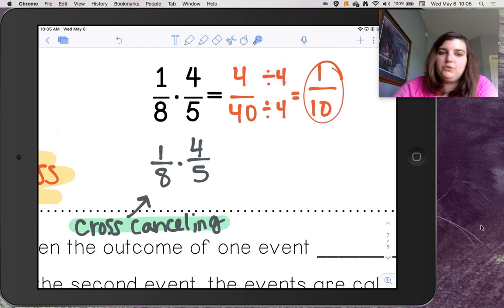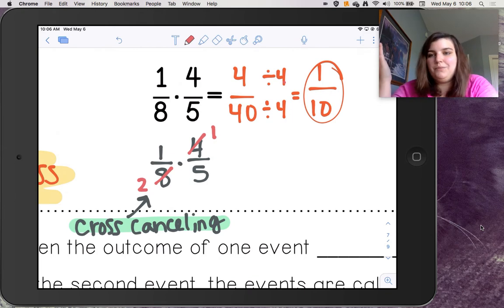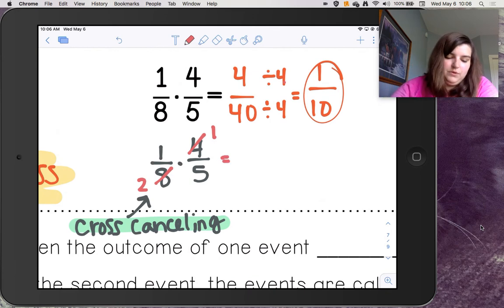you want to look at these other numbers. So for example, 4 and 8 can both be divided by 4. 4 divided by 4 is 1, and 8 divided by 4 is 2. So now taking another look, everything on the top is 1, so basically I can't do anything else. Sometimes you'll have numbers left up top. That's okay. So now I can multiply straight across.